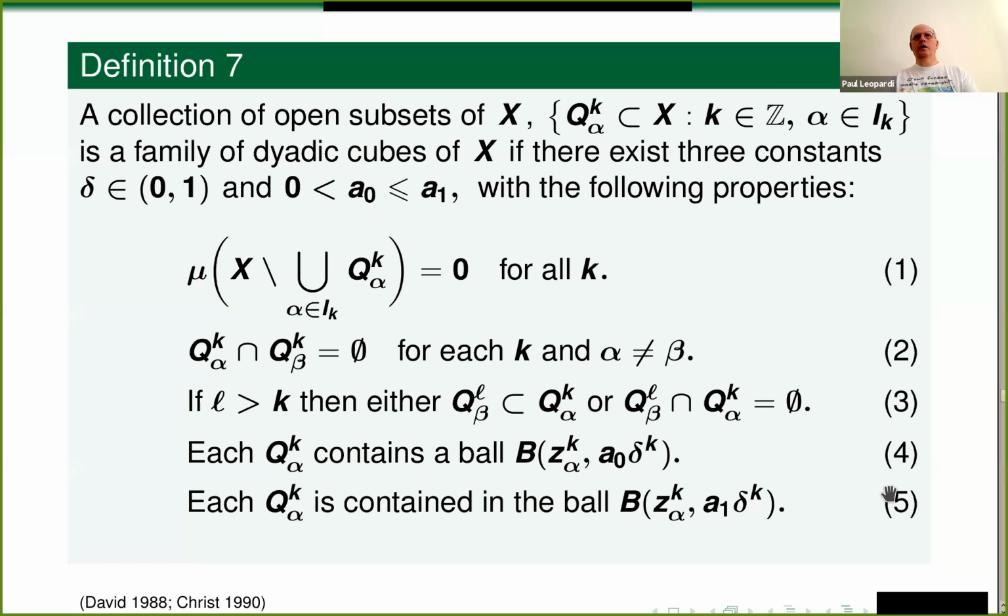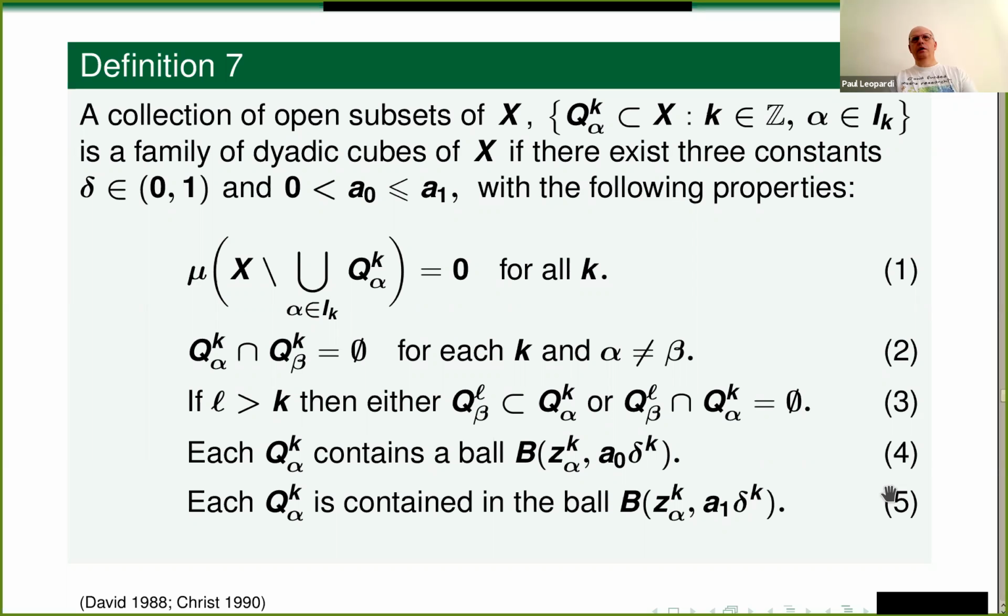Now, we then take a look at this idea of dyadic cubes. There are two papers, one by David in 1988 and one by Christ in 1990. David basically comes up with the concept, and Christ then takes that concept and generalizes it. So a collection of open subsets of X, I won't read all of that, is a family of dyadic cubes if there exist three constants, delta, a0 and a1, with these properties.